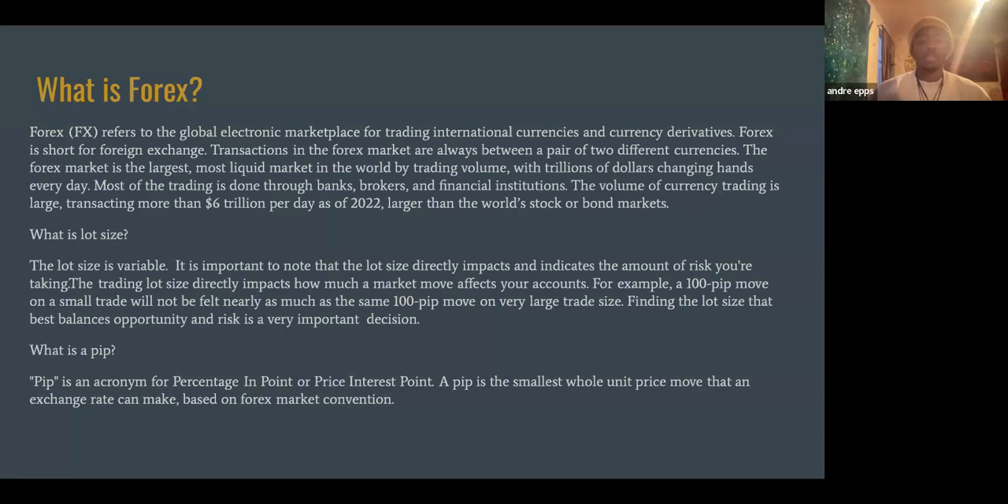So pretty much what that's saying is most people believe that the Forex market is less lucrative than the stock market, but it's actually what controls the stock and bond markets that we typically see people invest their money into. The next step is, what is a lot size, right?